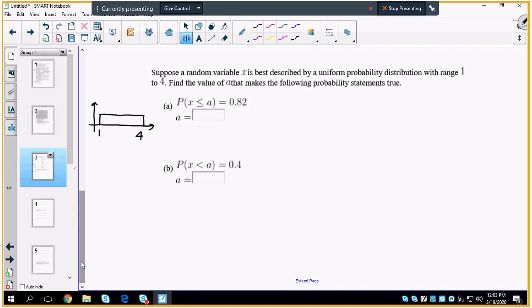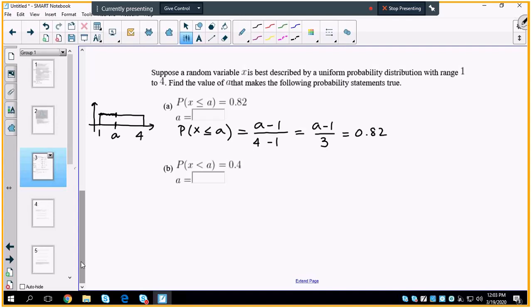And I want some a, somewhere in between, say here, such that the probability of x being less than or equal to a is 0.82. So what formula am I going to use for this one? When I say probability of x less than or equal to a, you start at 1 and you end at a. So you get a minus 1 on top, whereas the range of the entire probability is 4 minus 1. So you get a minus 1 over 3, and this is 0.82.